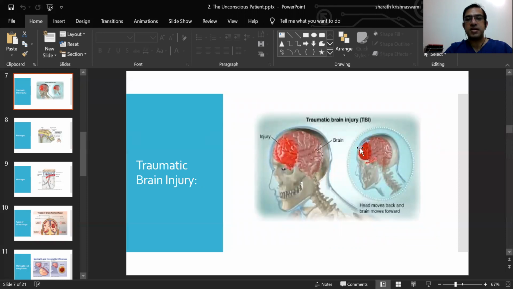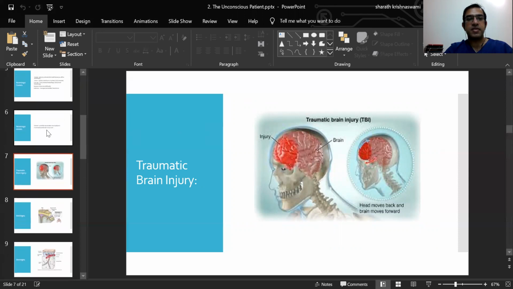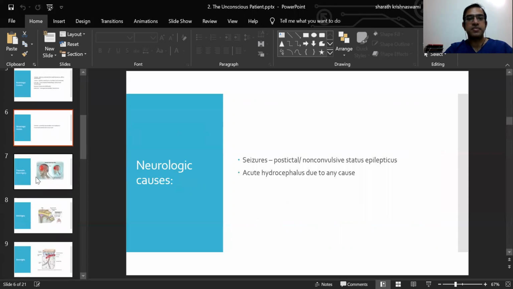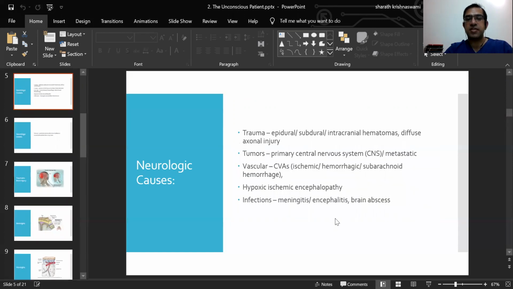This is the diagram that explains to you a traumatic brain injury. The neurologic causes, as I have mentioned, can be due to trauma, can be due to tumors, can be due to disorders in the vascular system in the form of a stroke. A stroke can be either ischemic stroke, where blood supply is stopped from reaching the critical areas of the brain, or a hemorrhagic stroke, where there's a lot of bleeding into the brain.